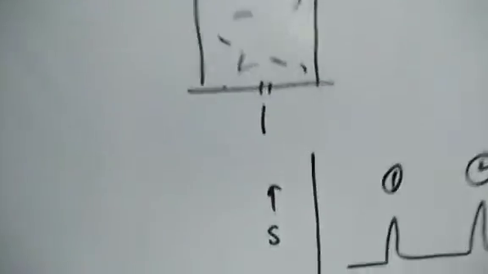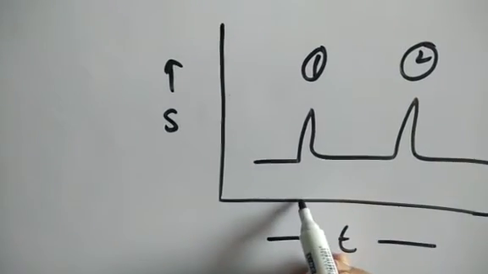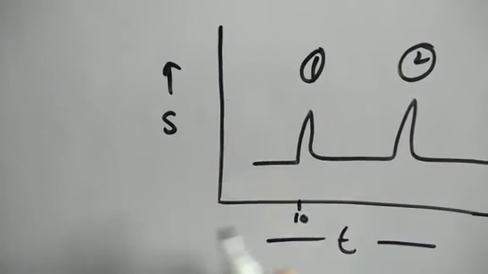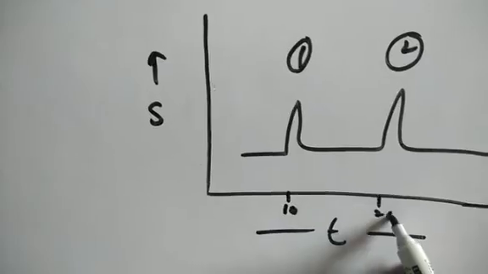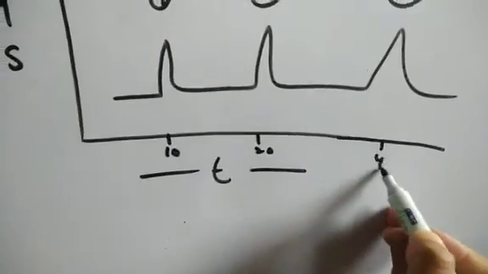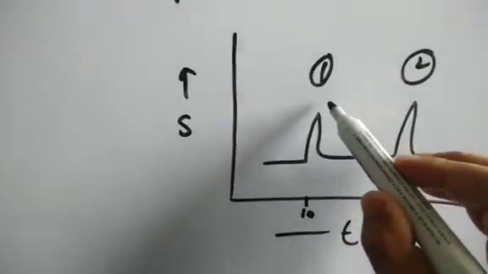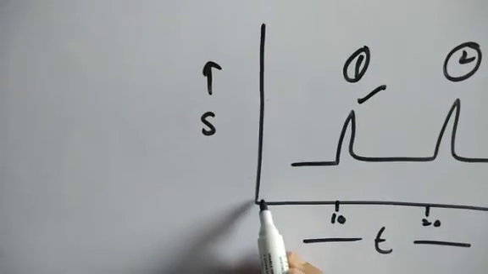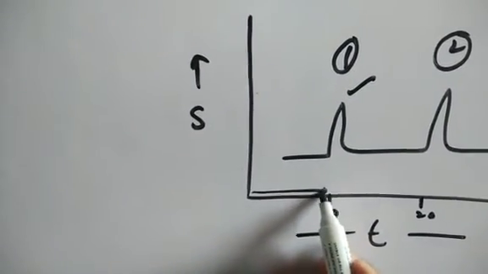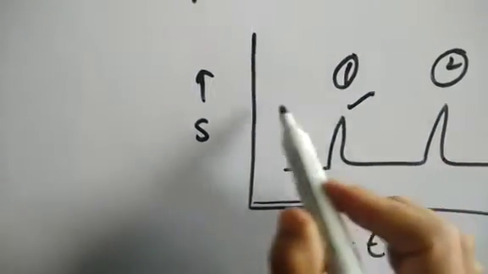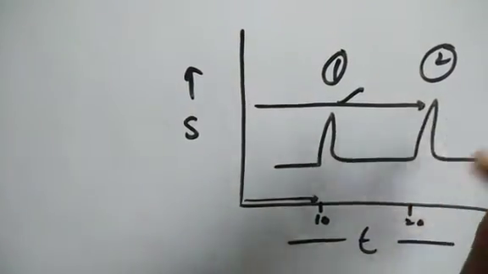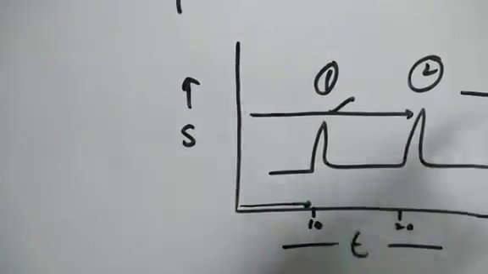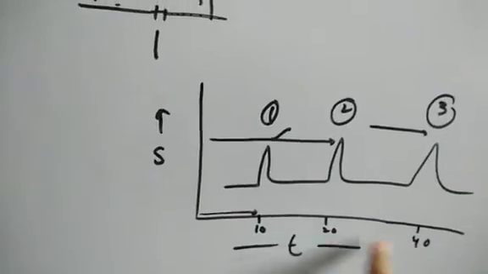Okay. Now here is the time scale. Let us say it is 10 minutes, 20 minutes, and 40 minutes. This means this component has come out from the column after 10 minutes. This one has come out after 20 minutes. And this one has come after a time span of 40 minutes.